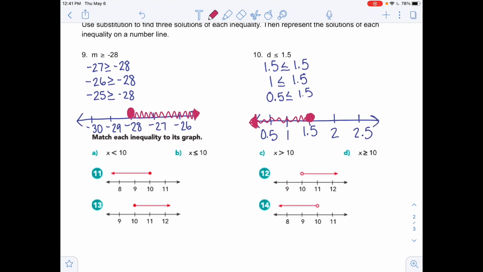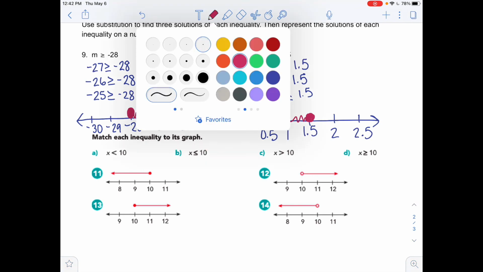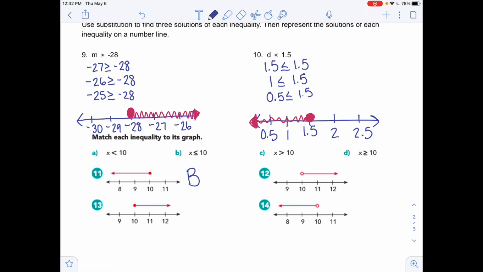The last part here, you're given 4 different inequalities up at the top, A, B, C, and D. Down below are pictures of those graphs, so we're going to match our picture of our graph to the inequality. So starting with number 11, I see that there's a closed dot on 10, so that means it has to be equal to, and it's showing all the solutions that would be less than 10. So x is less than or equal to 10. If I look up above for the inequality that represents x is less than or equal to 10, I can see that choice B matches up there. So for number 11, my answer is going to be B.